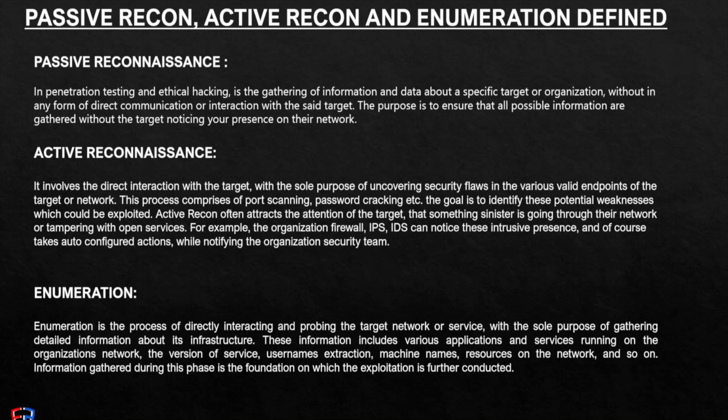Now, moving on to enumeration. Enumeration is the process of directly interacting with and probing the target network or services with the sole purpose of gathering detailed information about its infrastructure. This information includes various applications and services running on the organization's network, the version of the service, username extraction, machine names, resources on the network, and so on. Information gathered during this phase is the foundation on which the exploitation is further conducted.